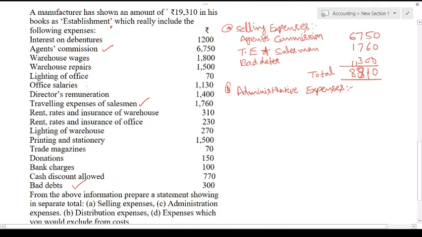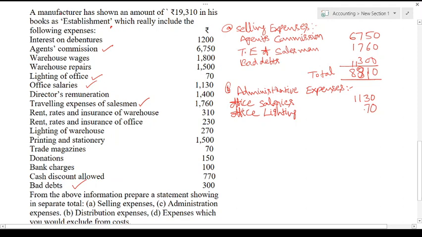Office salaries. How much is office salaries? 1,130 rupees. After office salaries, again relating to anything office, office lighting. Lighting of office, here, on there only. Office lighting, how much? 70 rupees.